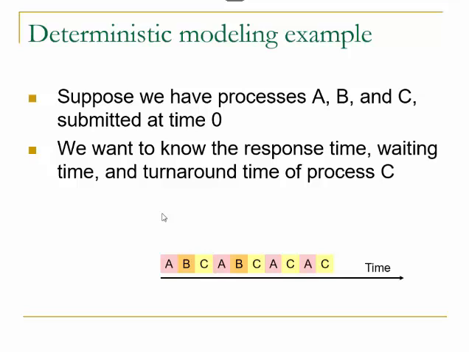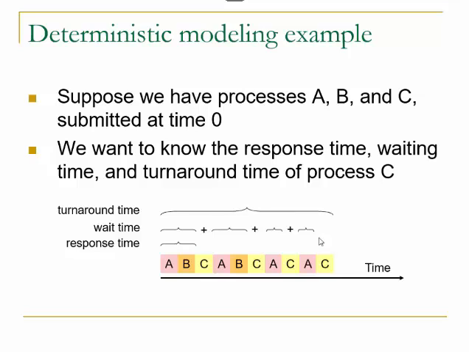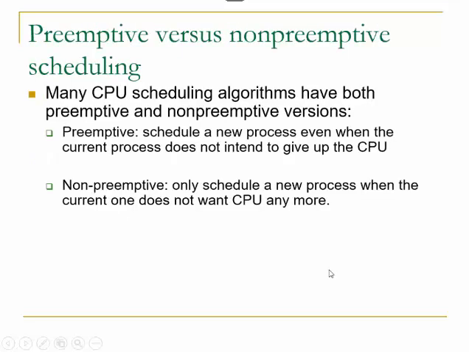Then the same parameters for process C: the response time of C, you can see clearly, is 2 time intervals or 2 unit time. Waiting time for C is 2 plus 2 plus 1 plus 1, so 2 plus 2 is 4, and 2 more is 6 unit time. Turnaround time for process C is 3 plus 3 plus 3 and 1, total 10 units of time.